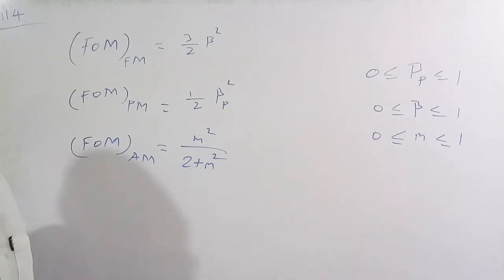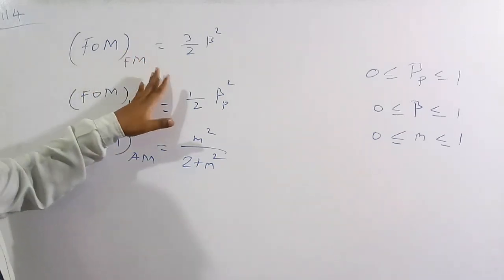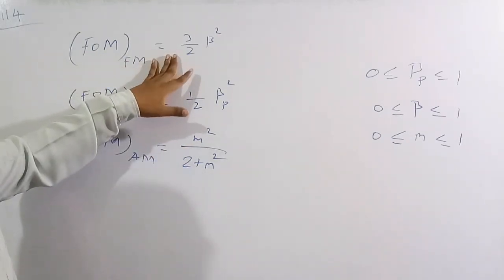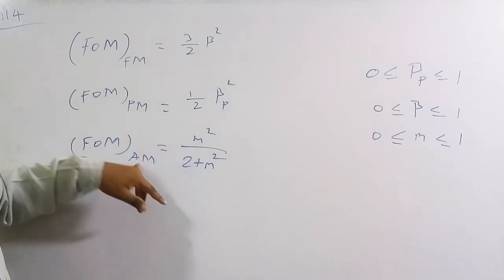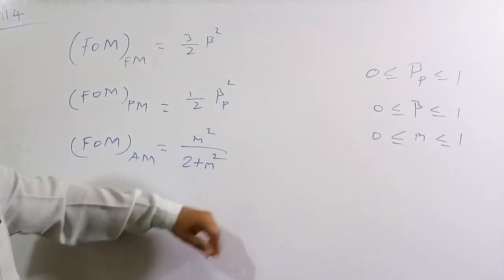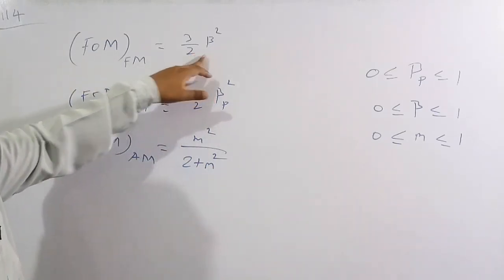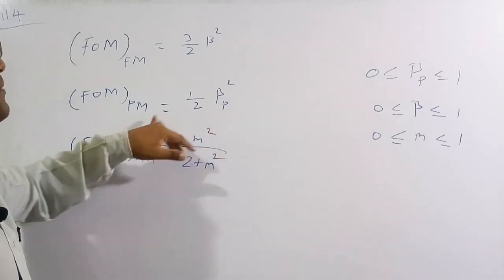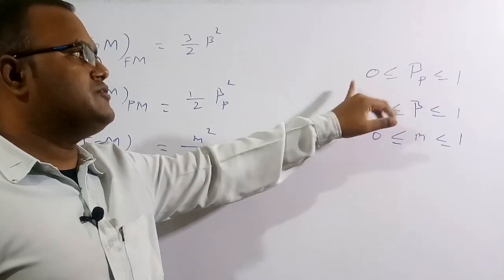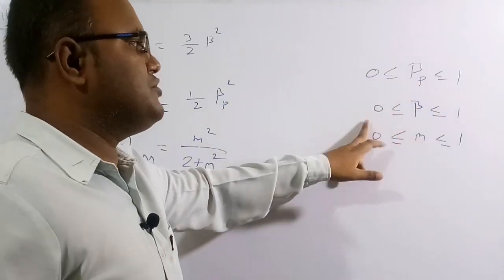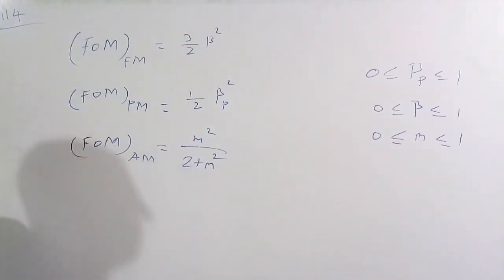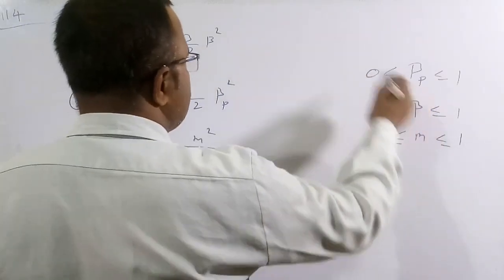Figure of merit is also called the signal to noise ratio. Now I am going to calculate the figure of merit for the FM, for the PM and for the AM. These are the expressions of the figure of merit for the FM, PM and AM: 3/2 beta square, 1/2 beta p square, and m square by 2 plus m square. Here beta is the modulation index of the FM, beta p is the modulation index of the PM, and m is the modulation index of the AM. Beta p lies between 0 to 1, similarly beta lies between 0 to 1, and m also 0 to 1. Now I want to know which one is going to have the highest value. So let me assume all these are 1.